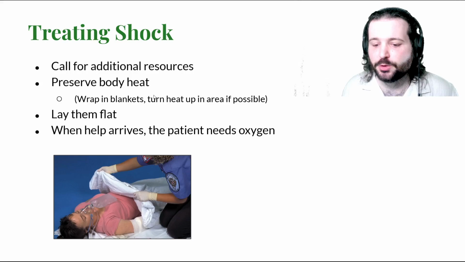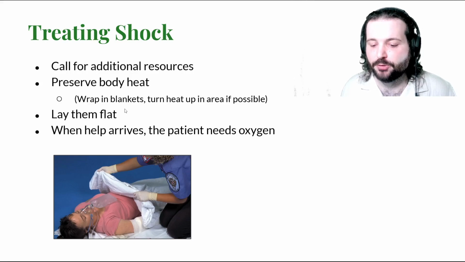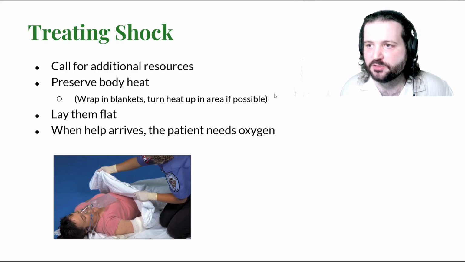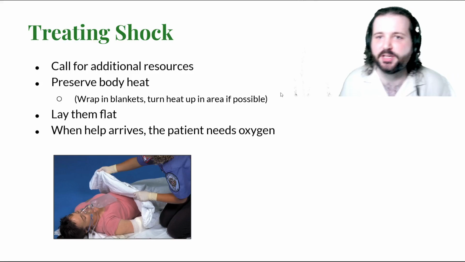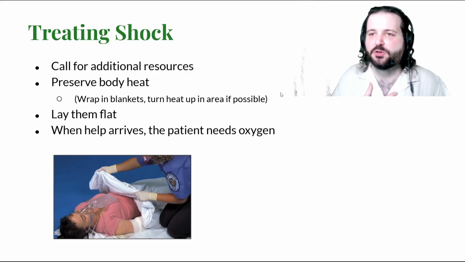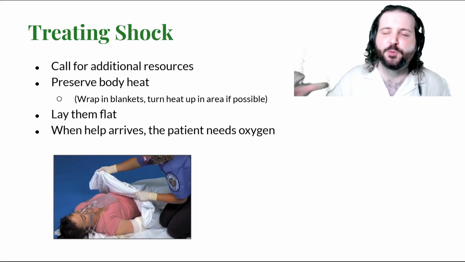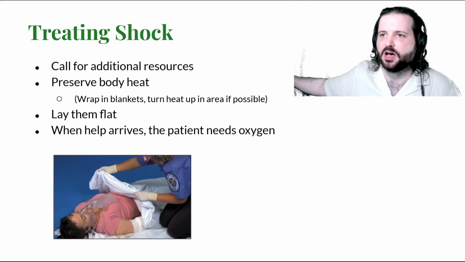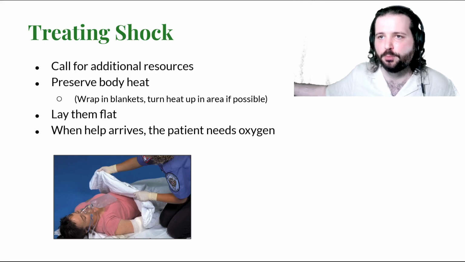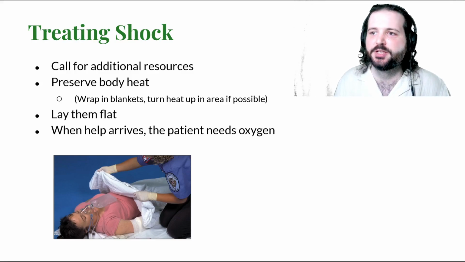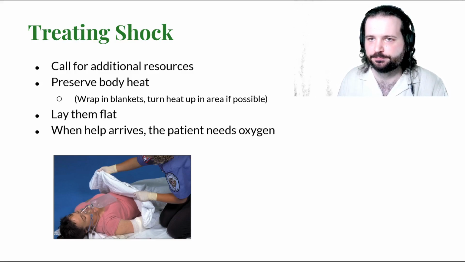So one of the first things we're going to do is preserve their body heat. We're going to wrap them in blankets. We're going to turn up the heat in the area or the back of the ambulance if possible. And so we are essentially insulating them, making it so their body does not have to work so hard to generate heat. If we can remove that work of keeping them warm, we keep it warm for them, their body can use more of that energy to keep itself compensating.